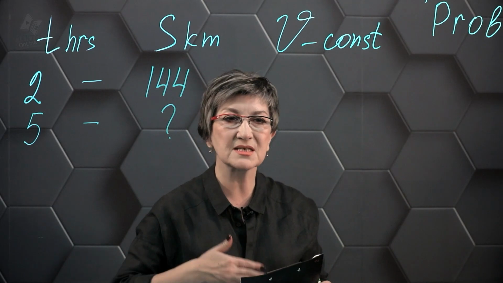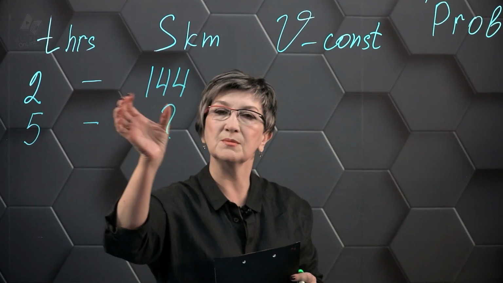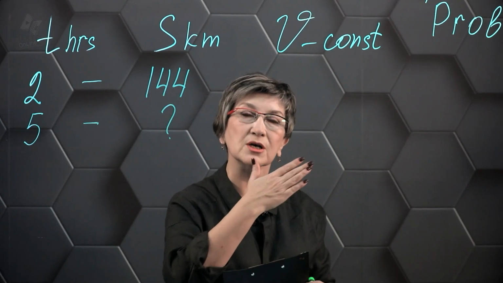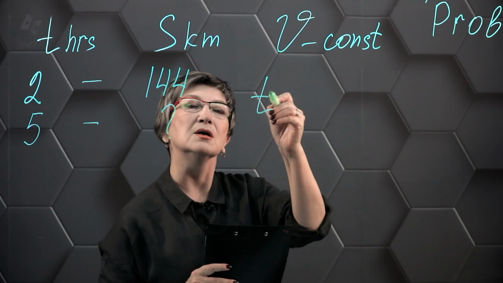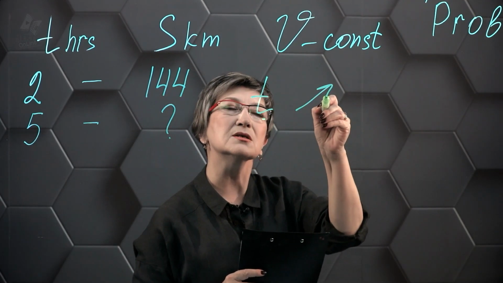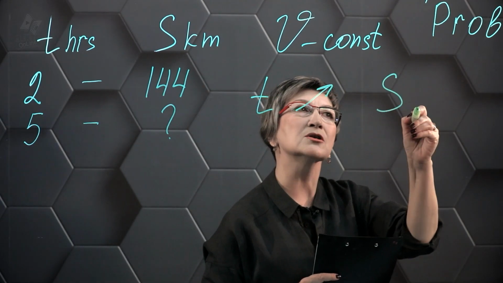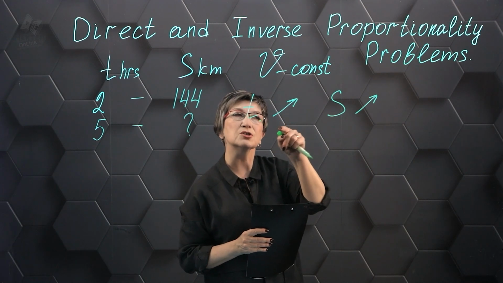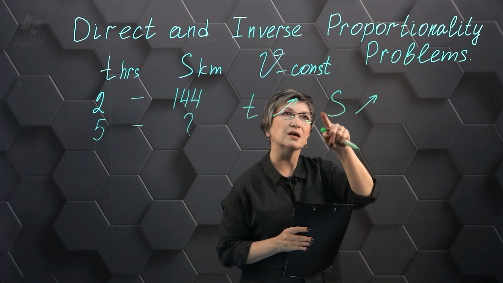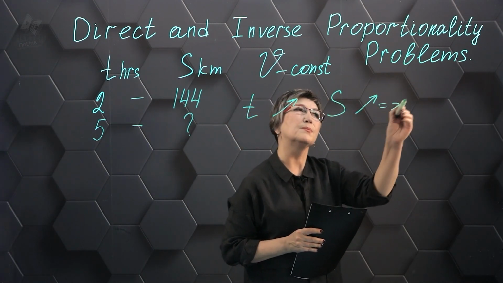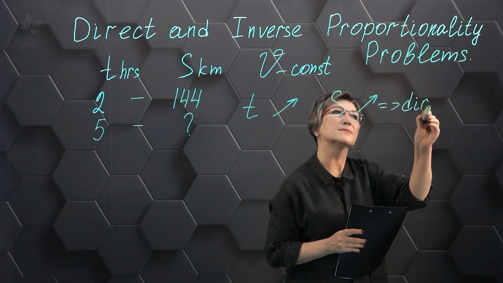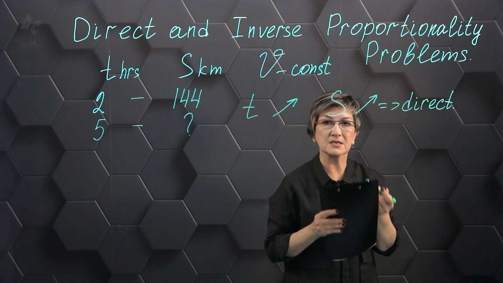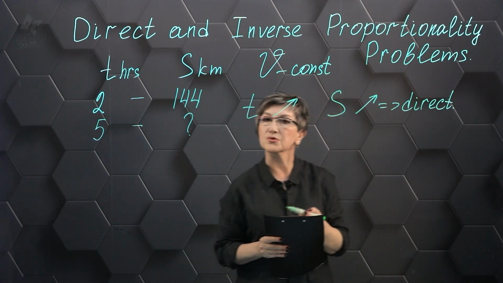If we are traveling at a constant speed, in 2 hours we will have traveled 144. In 5 hours we will cover a greater distance. That's why I write the time we have is increasing. And our distance is also increasing. If as one quantity increases the other quantity also increases, then it's a direct proportionality. And if it is direct proportionality, we can make a proportion.